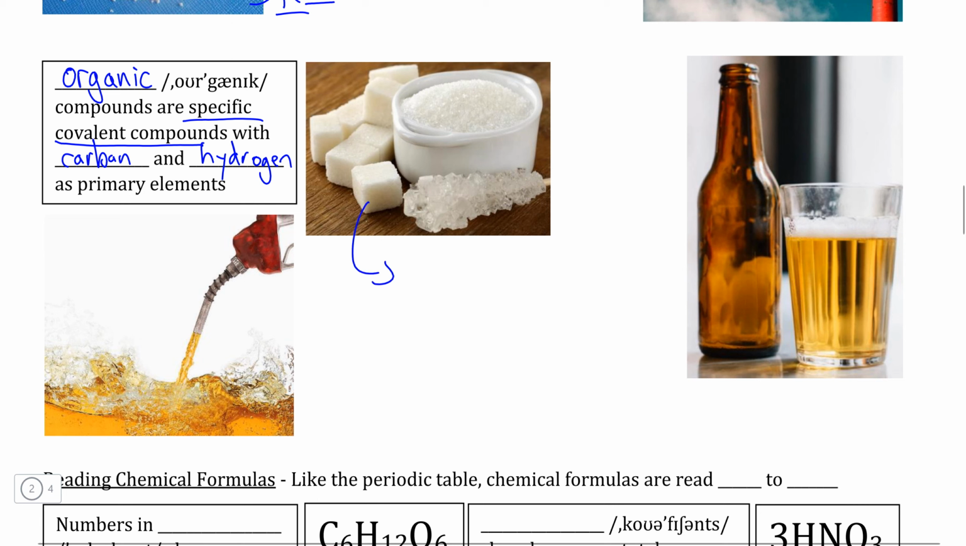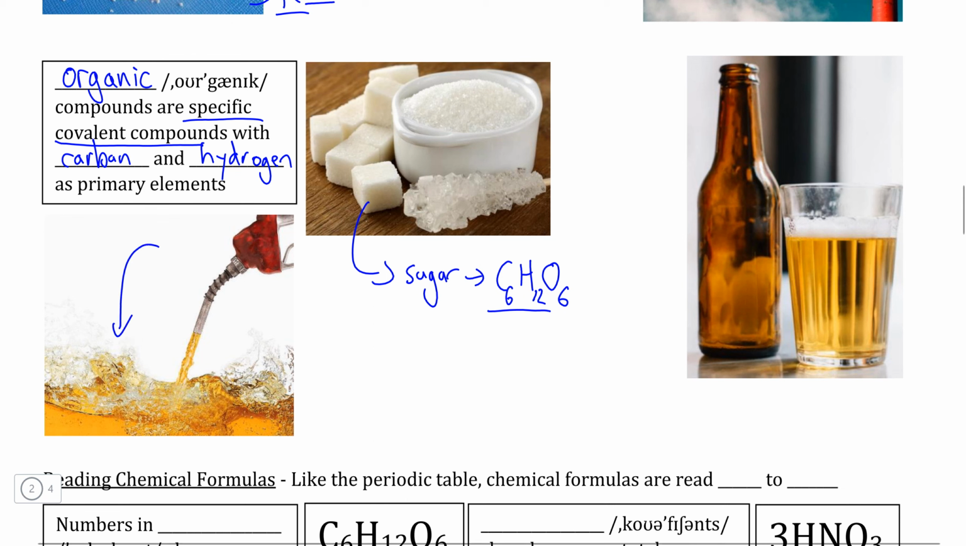For example, if we remember the chemical formula of sugar from the previous video, sugar is actually made of 3 elements, carbon, hydrogen, and oxygen. And if we take 6 carbon and 6 oxygen and 12 hydrogen, we can actually make a sugar molecule, or an individual unit of sugar. But again, we can see that carbon and hydrogen are the 2 primary elements in sugar's chemical formula.